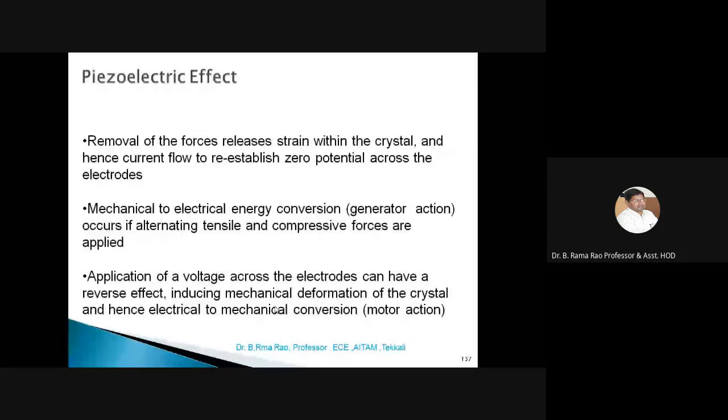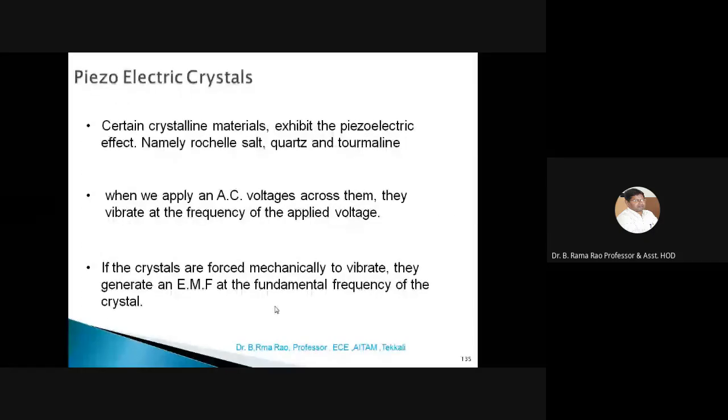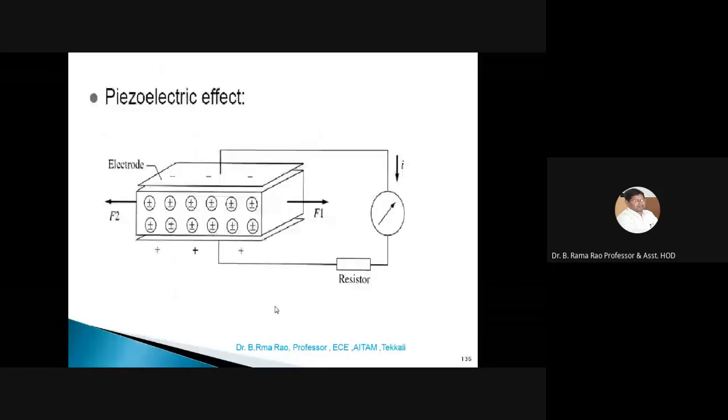So this is, if the crystals are forced to mechanically vibrate, then they generate an EMF at the fundamental frequency of the crystal. Okay, remember that point. They generate the EMF at the fundamental frequency of the crystal. Further we are going to increase. So this is a piezoelectric effect, or let me say this is a crystal.